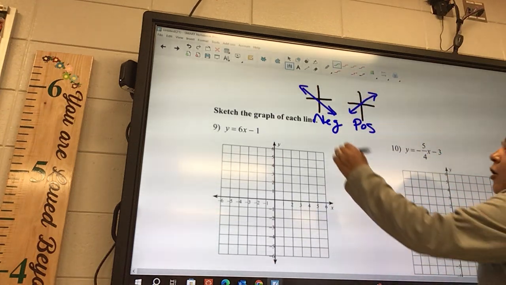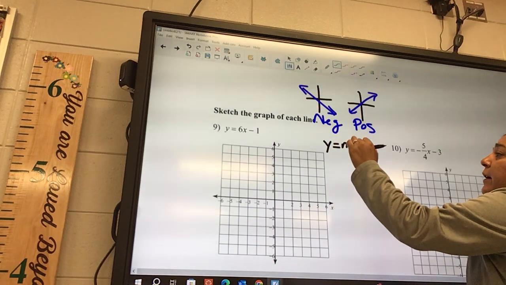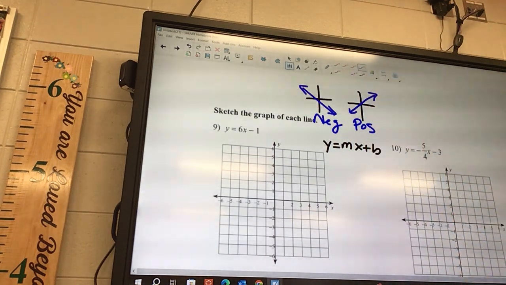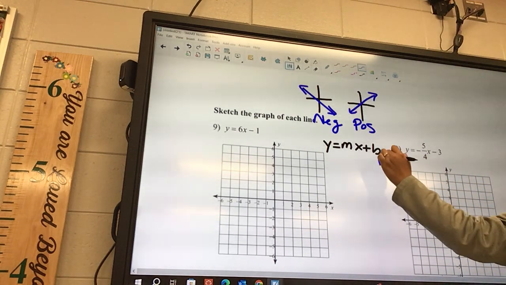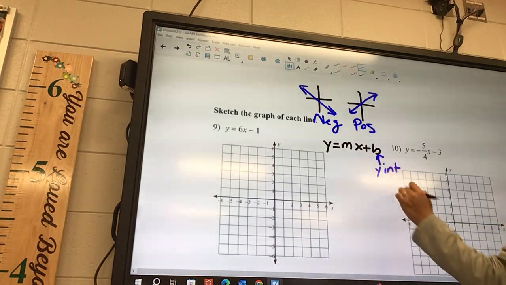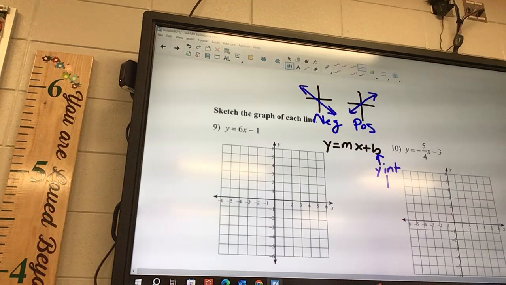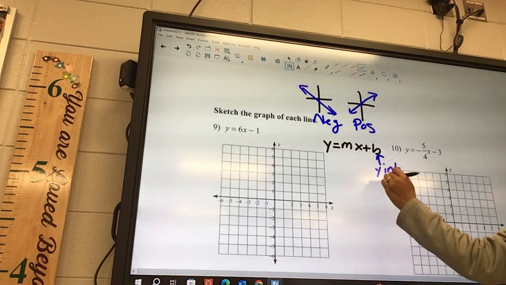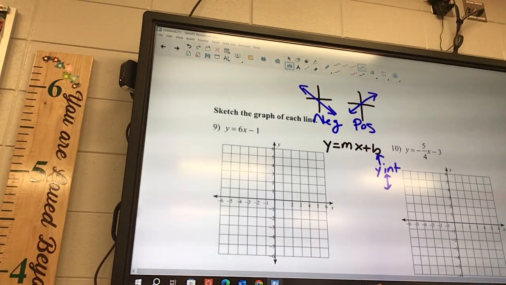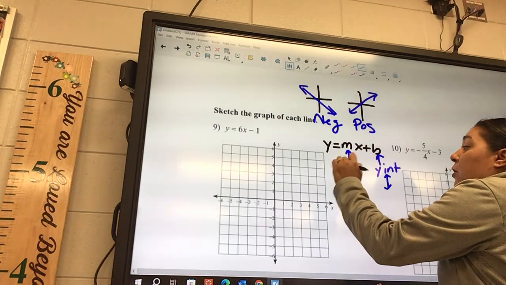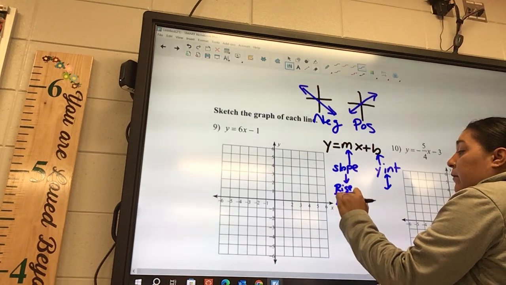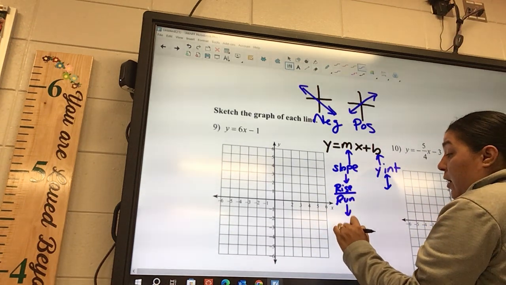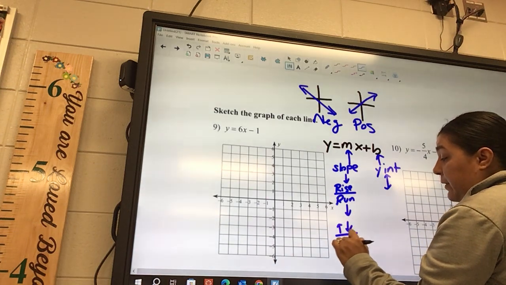Okay? And then all these graphs are in this form, y equals mx plus b. Okay? So, the first important part is you always plot the b first. So, this is our y-intercept. Okay? And that is on the y line, so that's on the up and down line. And then from that dot, you're going to plot the m. And the m is our slope, or our rise over run, or our up and down versus our left and right.